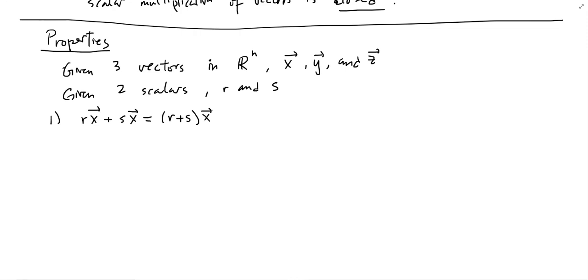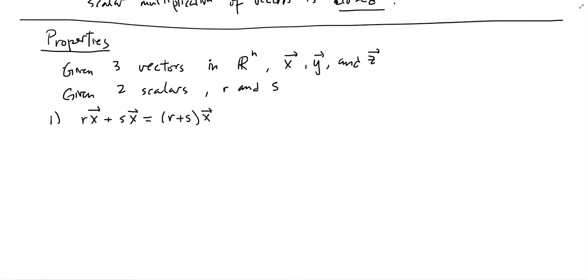It's important to understand how all these properties work. All these properties basically tell me that you can do things one way or the other, and you wind up with the same result. That's what all these properties tell us. So what does this particular property tell me? Well, it tells me the following.